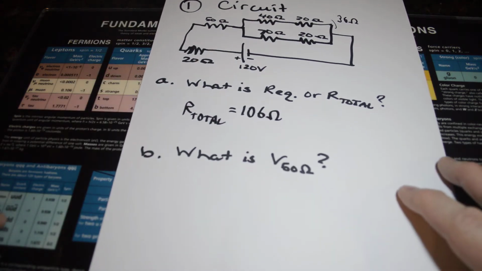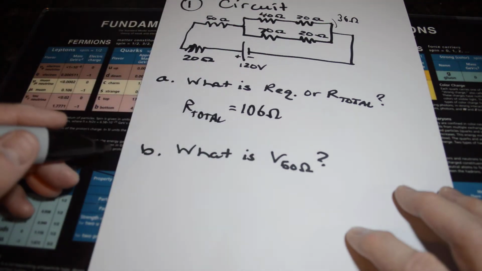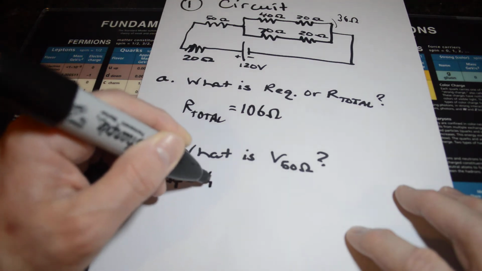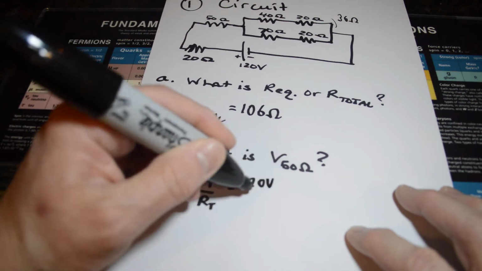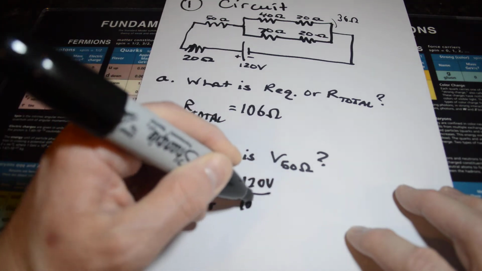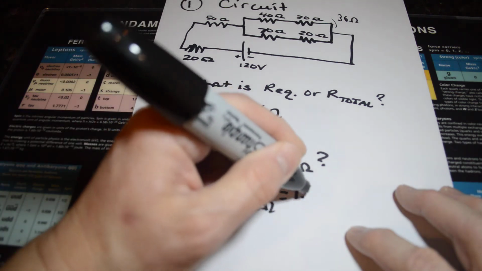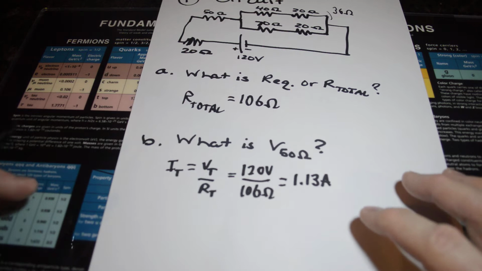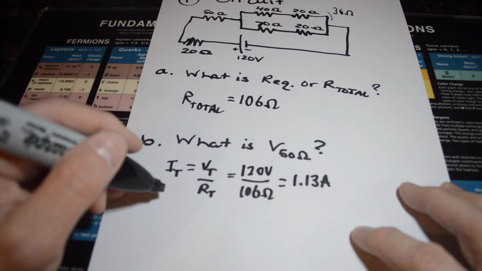For part B, it says, what is the voltage across the 50 ohm resistor? Well, I think once you find the total resistance, it would make sense to find the total current. So I would just take the total voltage of 120 volts and divide by the total resistance, 106 ohms. And that gives you what the current in the circuit is, and I got 1.13 amps. That's a rounded value. You can use your unrounded values in some of these calculations. You might get something a little closer to what I read off.